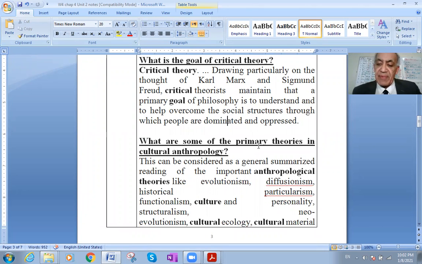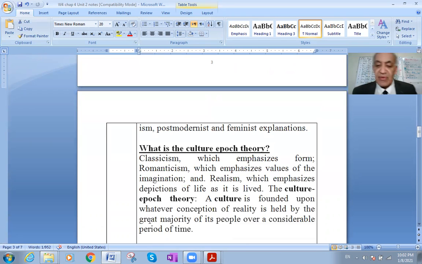What are some of the primary theories in cultural anthropology? Well, this can be considered as a general summarized reading of the important anthropological theories like evolution, diffusion, particularism, functionalism, and structuralism. Those are the main theories.